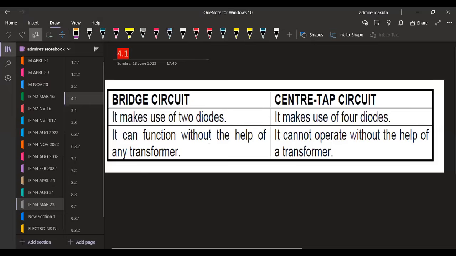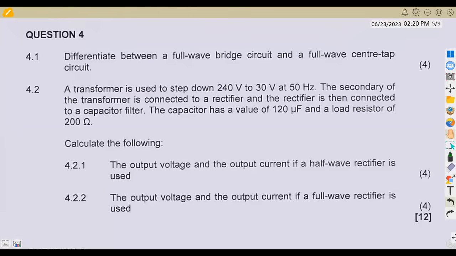So here we've got a bridge circuit. Remember, it's a full wave, but talking about a bridge circuit and a center tap. So a bridge circuit, it makes use of two diodes. It can function without the help of any transformer. Then a center tap, it makes use of 4 diodes. It cannot operate without the help of a transformer. So these were the best that we have according to our syllabus, guys. This is what they require you to actually have. So it's best for you to memorize these to differentiate these two.